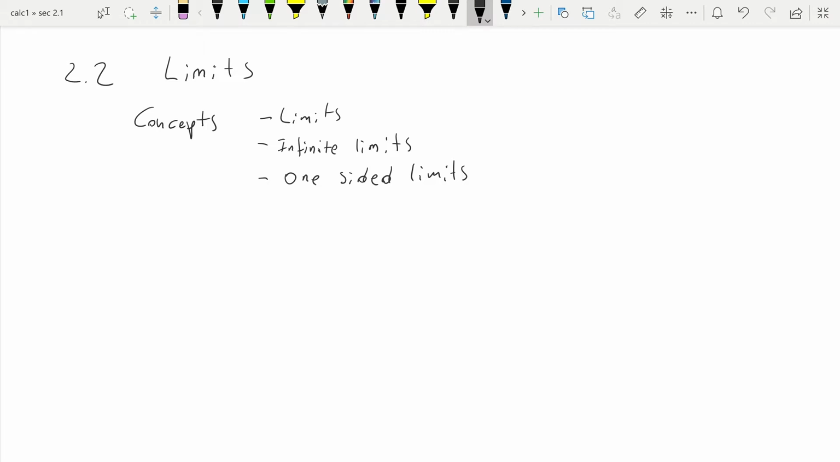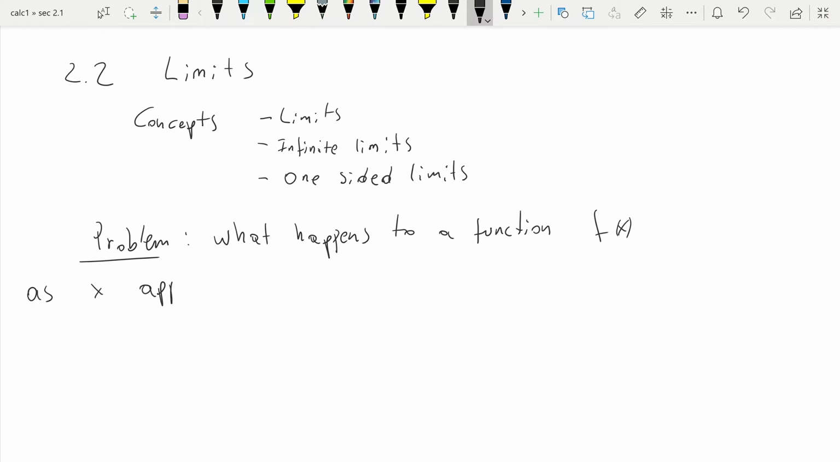Again, the problem is always what happens to a given function f of x as x approaches a number c, even if the function itself is not defined at the point c.